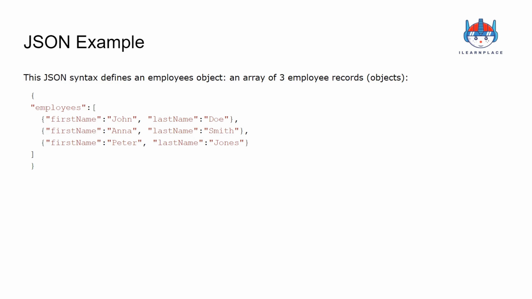So this is the JSON example, and this JSON syntax defines an employees object, an array of three employee records. Employee first name John, last name Doe. Three employee data. Second is Anna, last name Smith, Anna Smith. And third is Peter Jones. So this is the example of JSON.